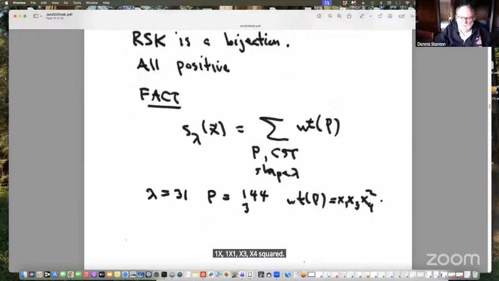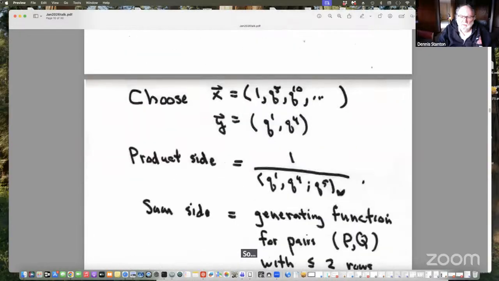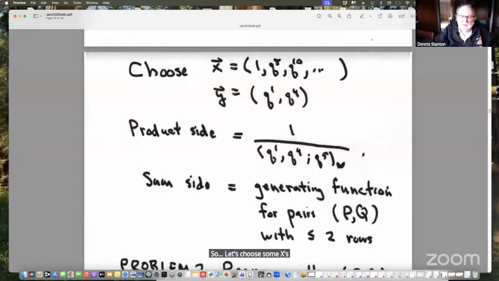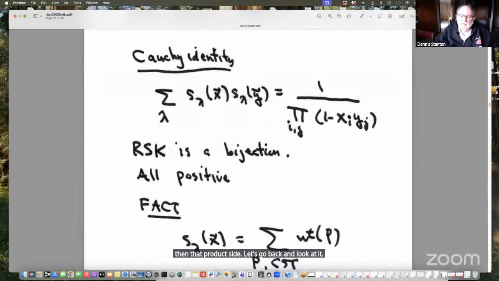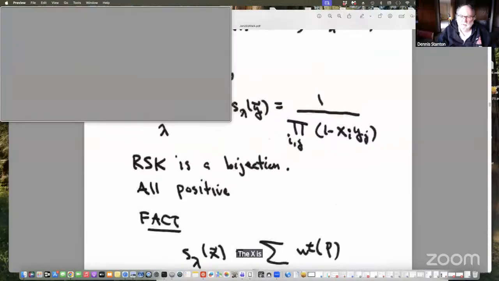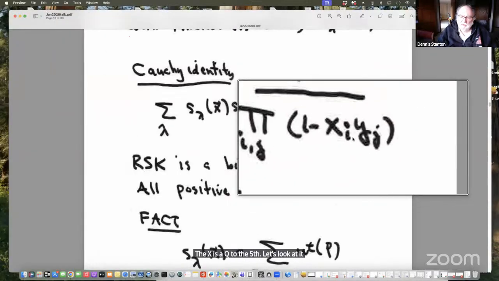So let's choose some x's and y's. Let's choose the x's to be q to 5 times an integer, and let's let all y's be only two possible things, a q and a q to the 4th. Then that product side, let's go back and look at it. The x is a q to the 5th. Let's look at it right here. And the y's are either 1 or 4. Well, you get the product side of Rogers-Ramanujan.